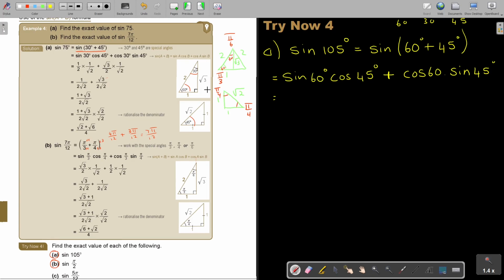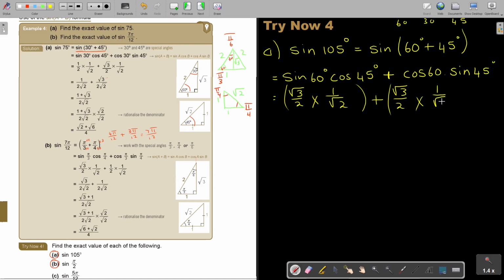So sin 60 is square root 3 over 2. Okay, and then cos 45 is 1 over square root 2. Okay, and then cos 60, it's square root 3 over 2. Sin 45, it's opposite over hypotenuse, so it's 1 over square root 2.